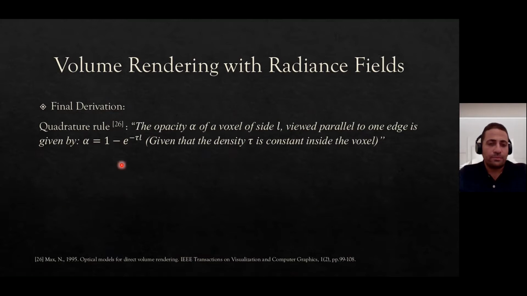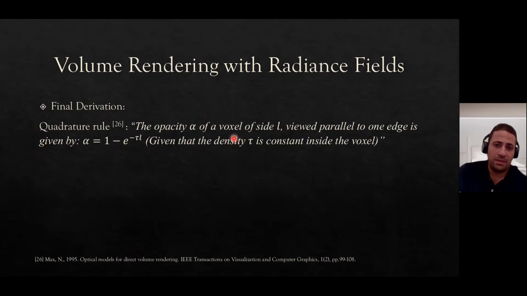Now, finally, in order to derive the final equation that we would use as the volume rendering function, they use something called a quadrature rule, which is inspired by this paper by Max. So what is this rule? It states that the opacity alpha of a voxel of side L, viewed parallel to one edge, is given by alpha equals 1 minus e to the negative tau L. So tau is the density of the voxel.